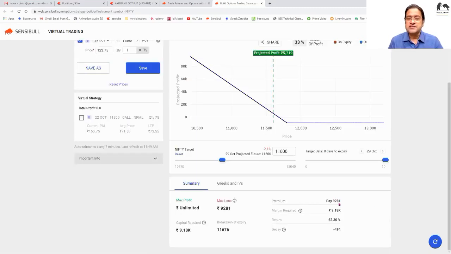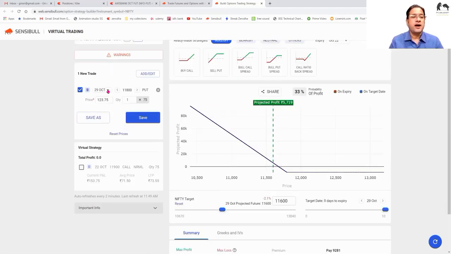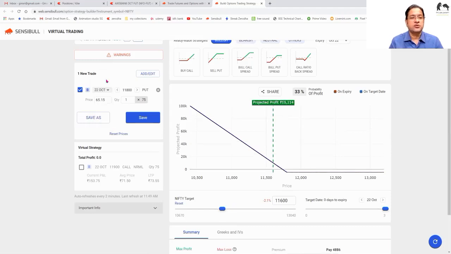Now the premium I have paid is 9,281. That's the maximum risk I have. My break-even point is 11,676. So only anything below that I'll start making money, not until then. My profit is unlimited, and the loss is limited to 9,281. If I'm taking a monthly position, based on my view, I can actually take 22nd October. Let's see what happens to 22nd October. If I take the 22nd October, this is where it looks like.